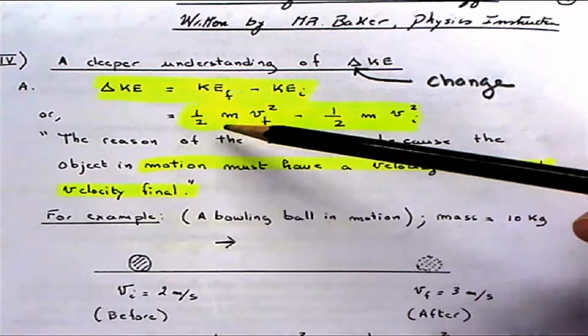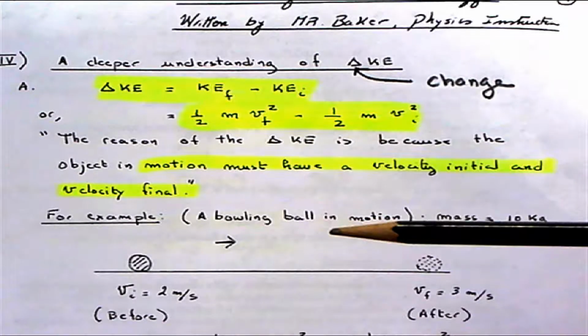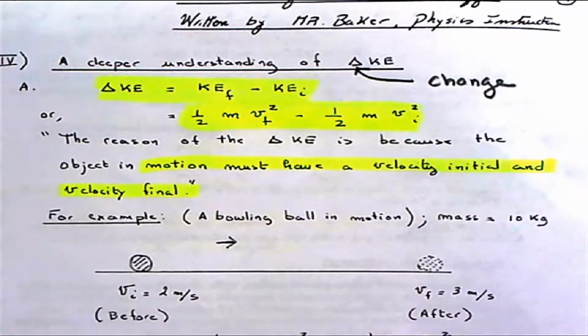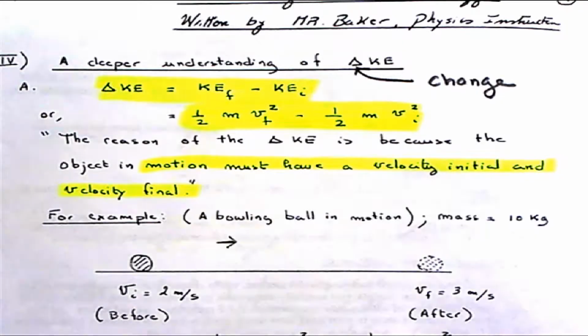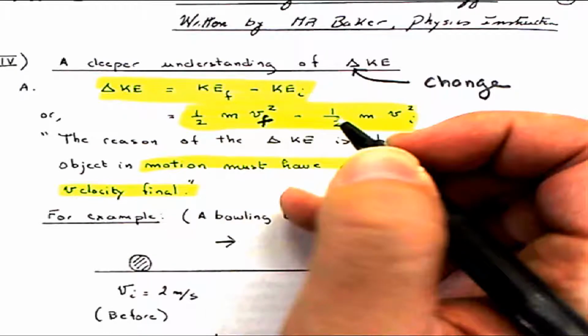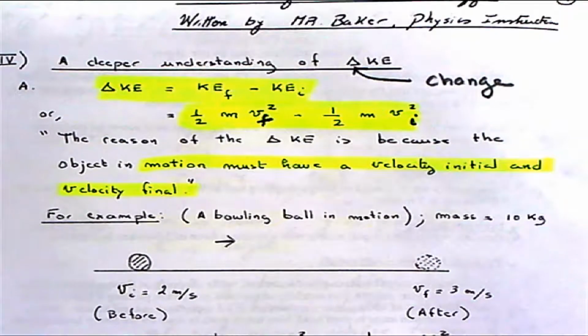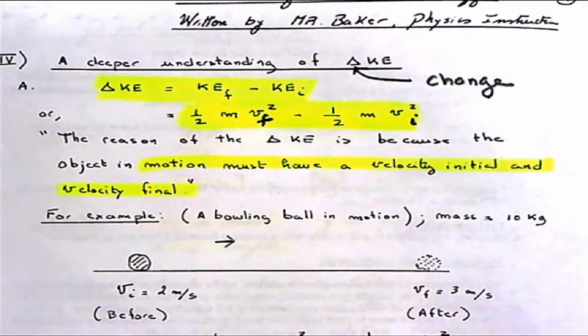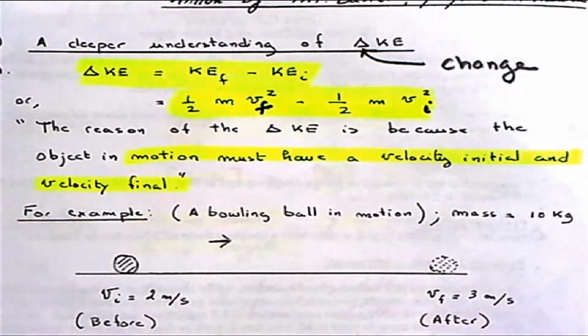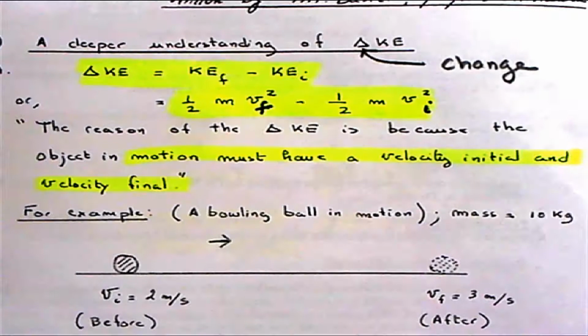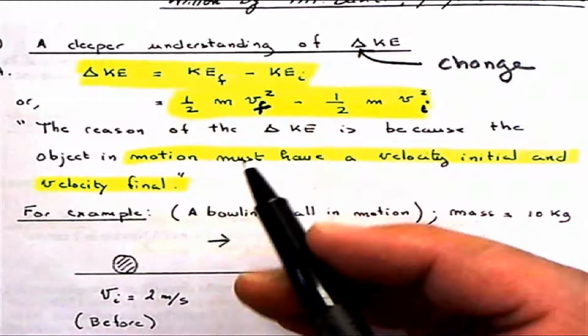The final is 1/2 mv squared final, right? Because the kinetic energy is 1/2 mv squared. So right now you put the final up here, so this is your final right there, and this is your initial right there. Why is that? Because velocity must have an initial and a final. So right now we're looking at a formula which is a little bit more expanded, and we'll go from there later.